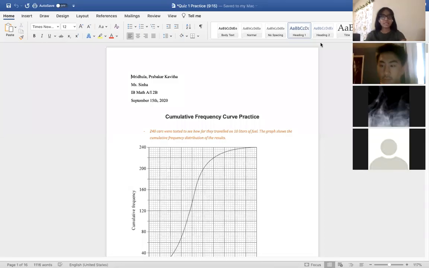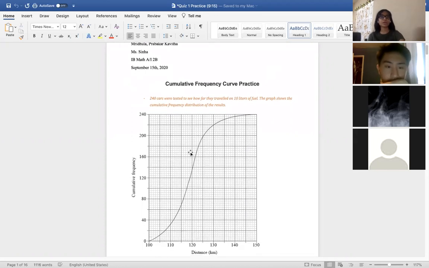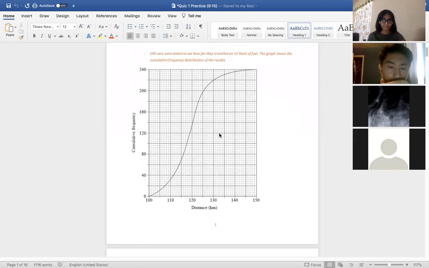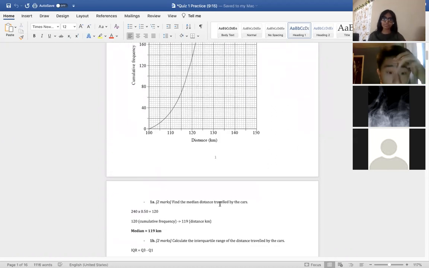Okay. So question 1. 240 cars were tested to see how far they traveled on 10 liters of fuel. The graph shows the cumulative frequency distribution of the results. So question 1, find the median distance traveled by the cars. Do any of you want to walk through it?